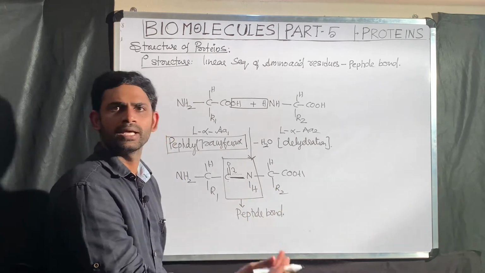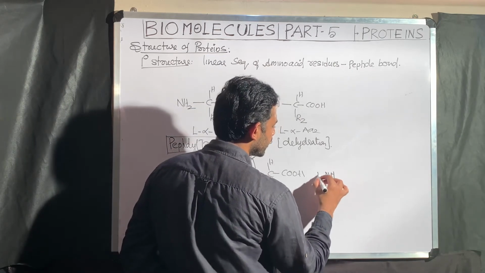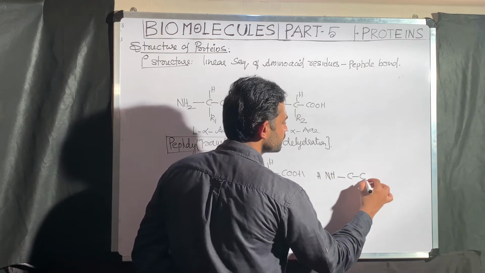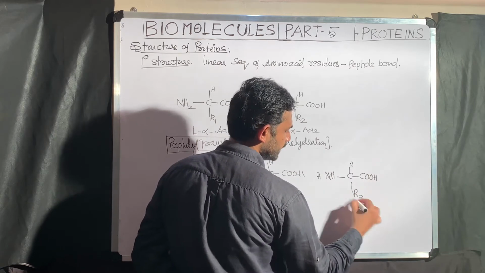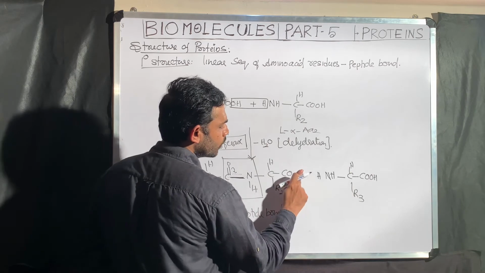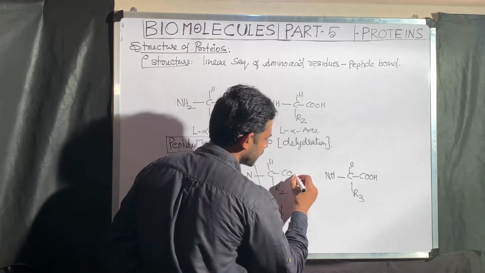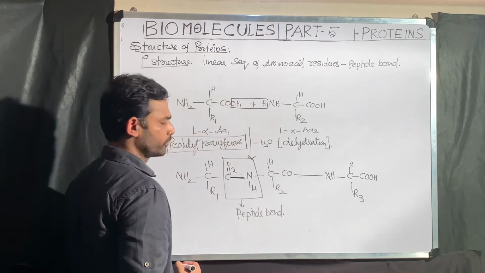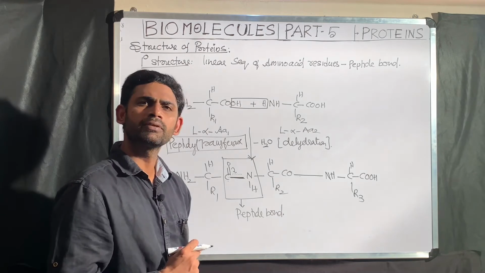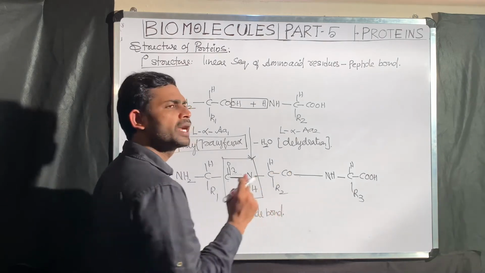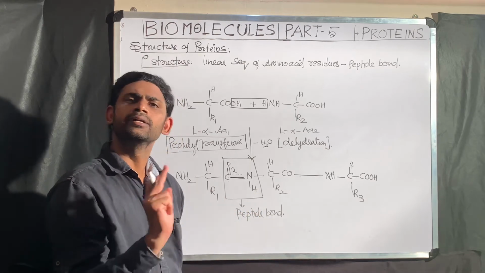One more amino acid I will add and I will show you. Look here. This is NH2, C, COOH, H and R3. Here OH, here H, removed as water. Now this is a peptide bond, what you know. This we can call a tripeptide. What is the definition of tripeptide? Three amino acid residues linked by two peptide bonds.